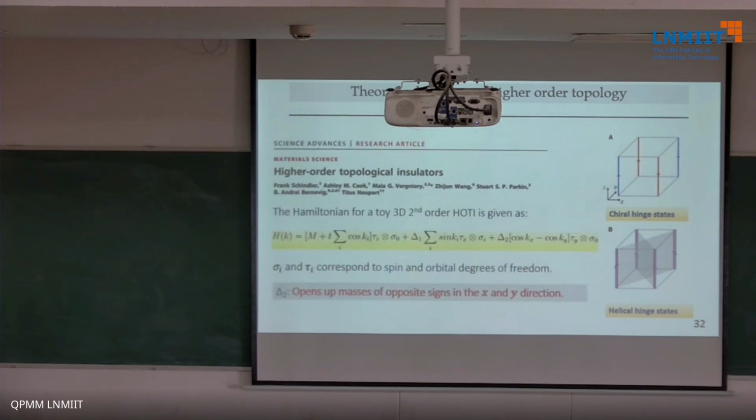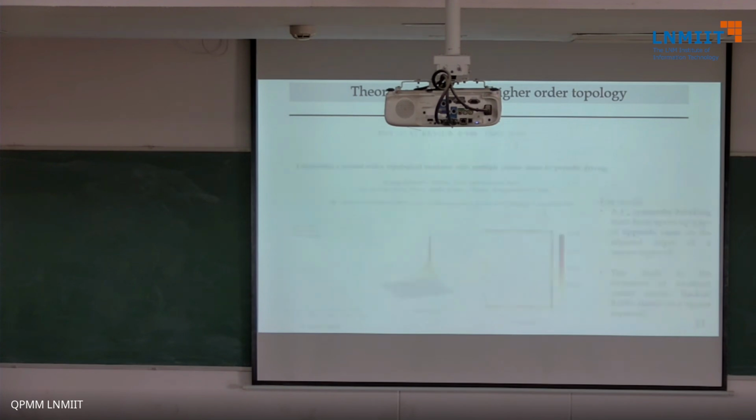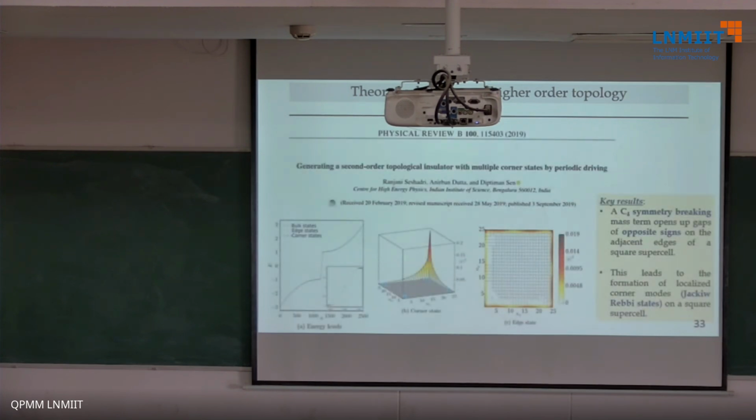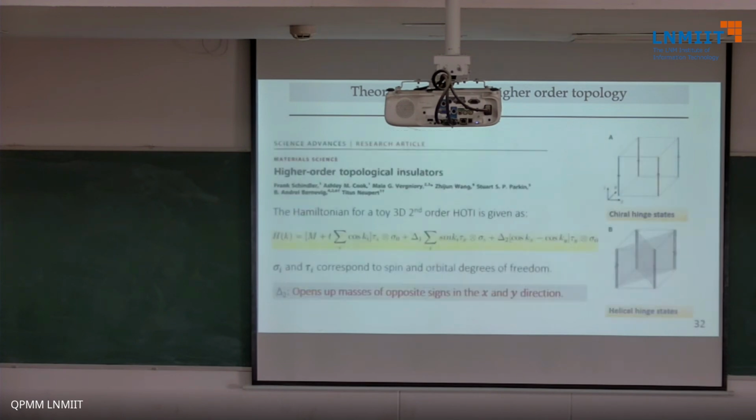Then Schindler's group has done some theoretical calculations on that. So this is the crystalline term. If you have delta 2 not equal to 0, then there are these hinge modes. Otherwise, in the absence of that, there are surface modes. So with delta 2 equal to 0, you have a normal first order insulator, which we have been talking about. With delta 2 not equal to 0, you'll have this.